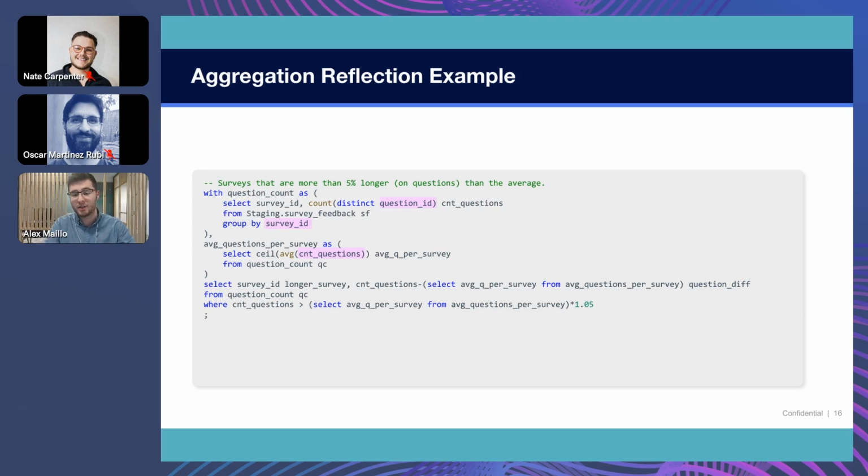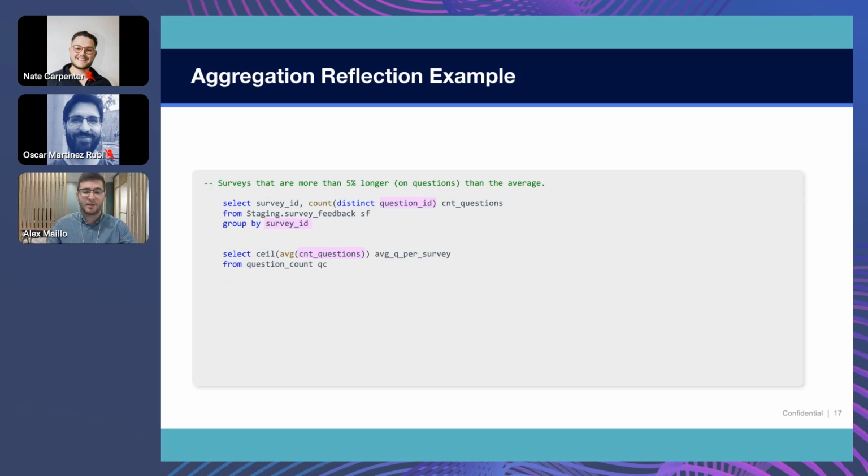The first one has a count listing operation on the field question ID. The second subquery has an average operation. And finally, we have the end of the query, which only selects fields, and there's nothing special there. So we will make 2 reflections, one for each of the previous subqueries. So let's focus on the first one for now.